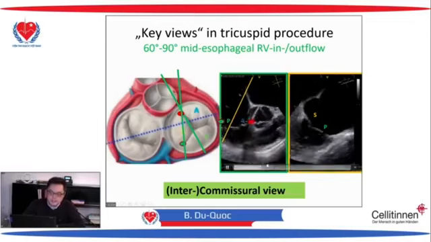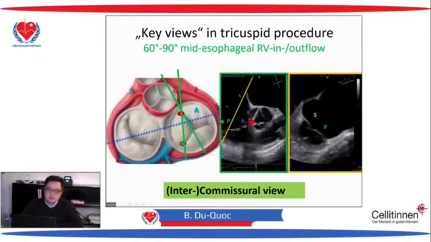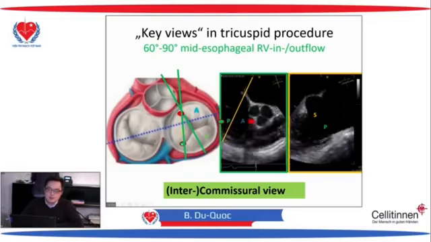Now I come to the next point, which is very important. This is the Posterior Septal Commissure. This is this point which is associated with the coronary sinus.